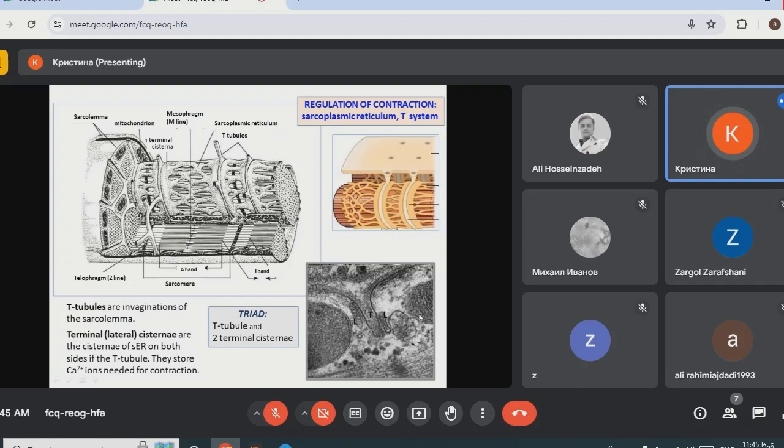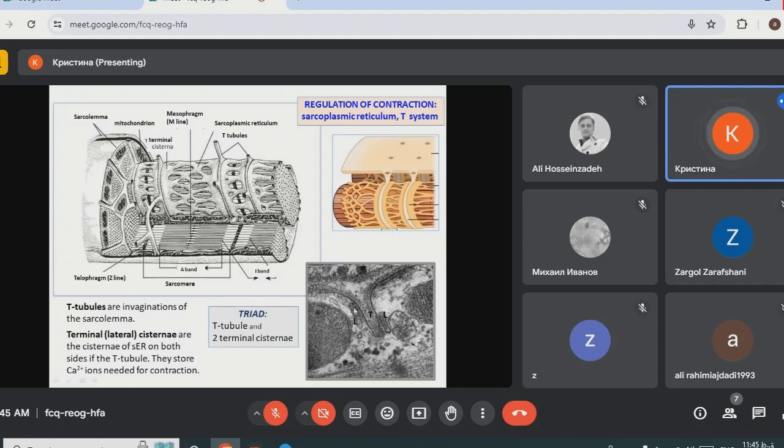This is how it looks like in an electron microscopy picture. This is the T-tubule. This is it. It consists of the membrane and basement membrane, two elements of which sarcolemma consists. And these are lateral cisternae or terminal cisternae of smooth endoplasmic reticulum at both sides of the T-tubule.